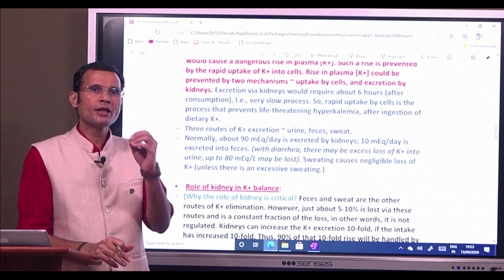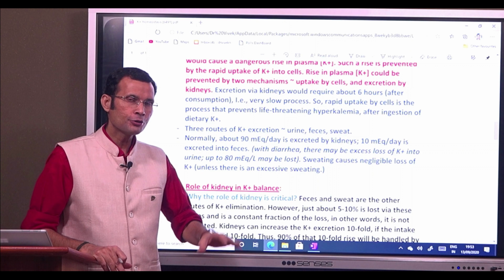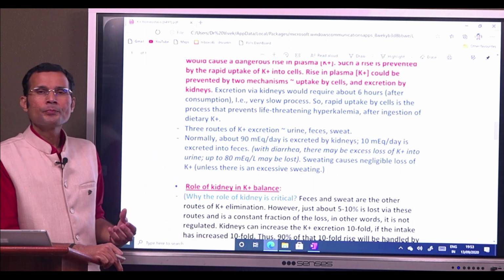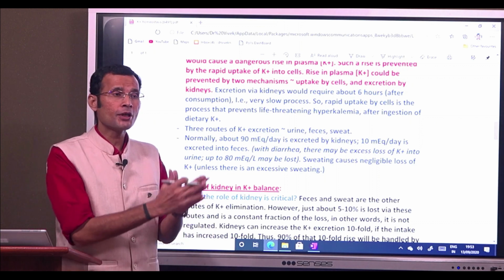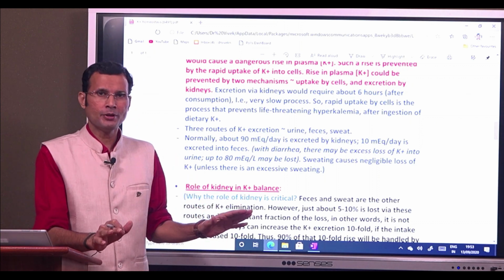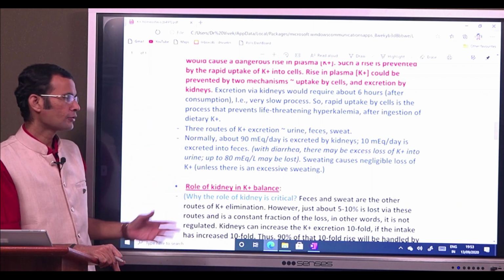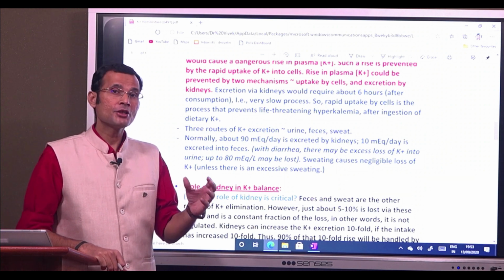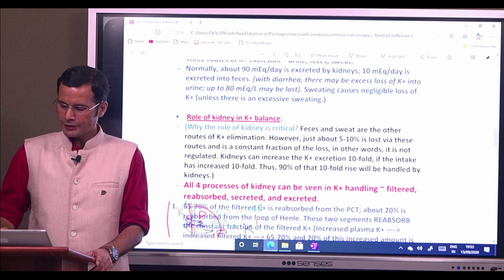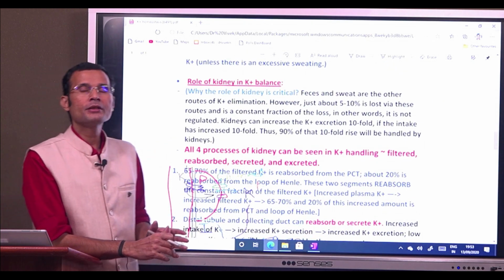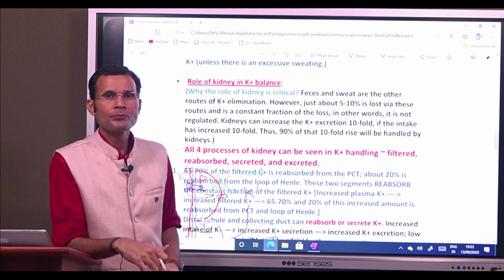For example, if there is diarrhea, then there is excessive loss of potassium into the stools, into the feces. Or if there is excessive sweating, then, normally potassium loss in the sweating is negligible. But if there is excessive sweating, then the potassium loss can be a major amount via sweat. With that in mind, let us see the role of kidney in the potassium balance. Very, very important role.